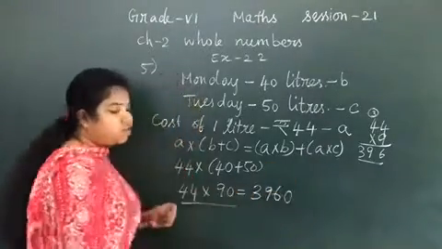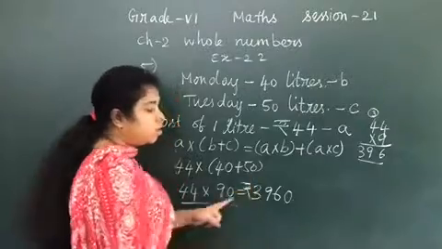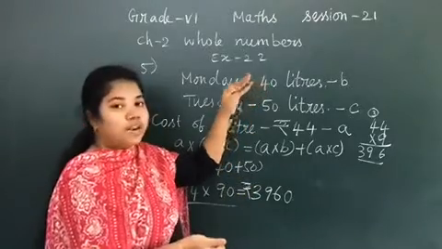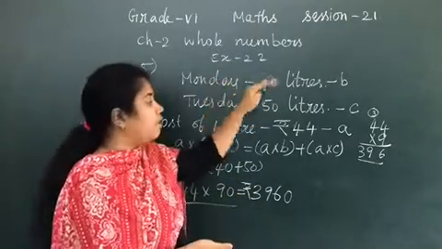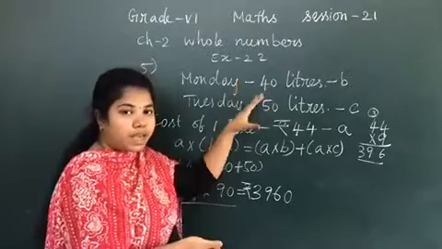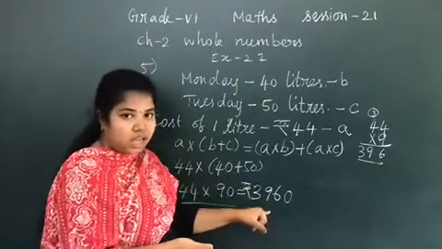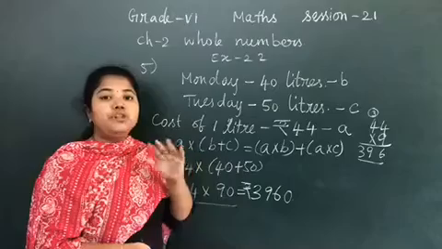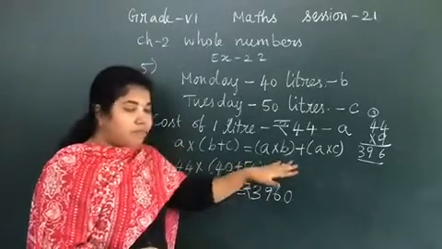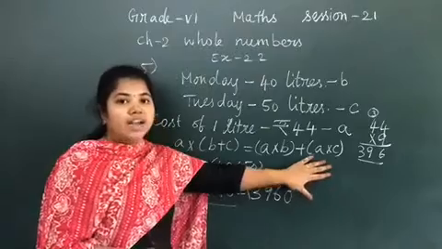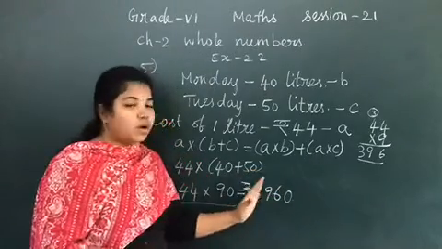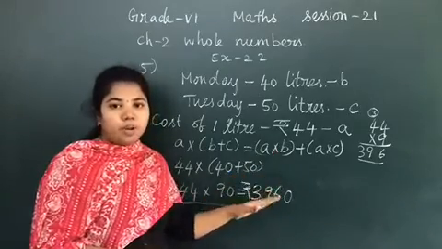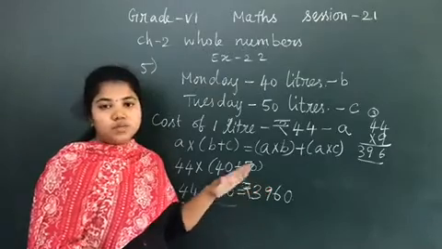Now add the 0. So rupees 3960 is spent by the taxi driver for filling the petrol of 40 liters on Monday and 50 liters on Tuesday. The total amount spent by him is rupees 3960 if the cost of 1 liter of petrol is rupees 44. Are you clear? What you will do at home is substitute the same values in the other form and find whether your answer is rupees 3960. If your answer is correct, then the procedure of solving the problem is okay. Let us move on to the next problem.